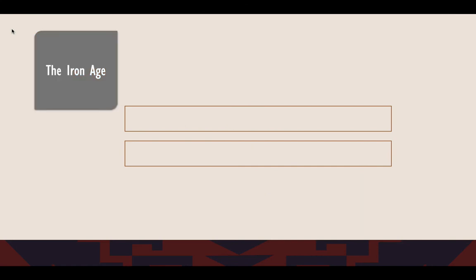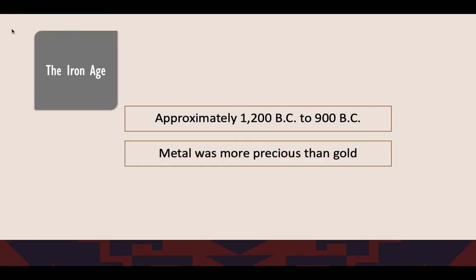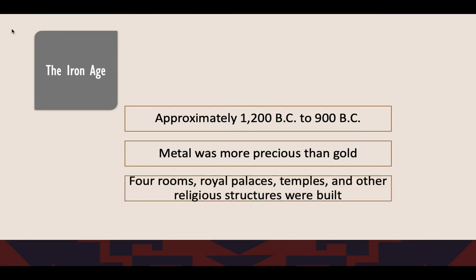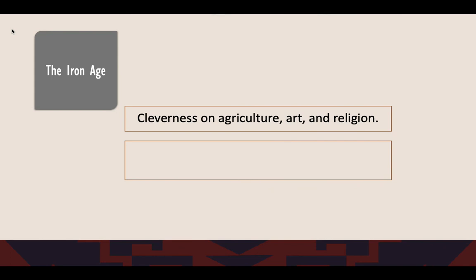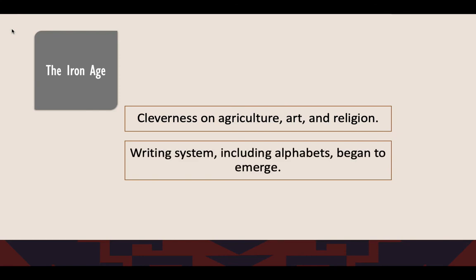The Iron Age was between approximately 1200 BC to 900 BC. The metal was seen at the time as more precious than gold. During this time, there was a mass production of steel, tools, and weapons. Royal palaces, temples, and more religious structures were built. There was more cleverness in agriculture, art, and religion. Writing systems, including the alphabets, began to emerge.